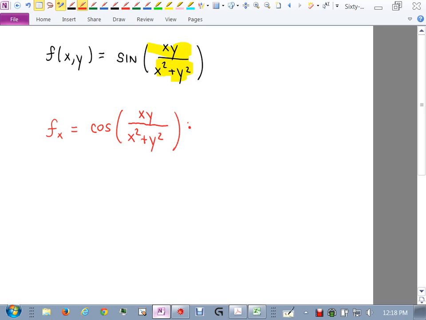So here comes quotient rule. What is the derivative of the top of that with respect to x?